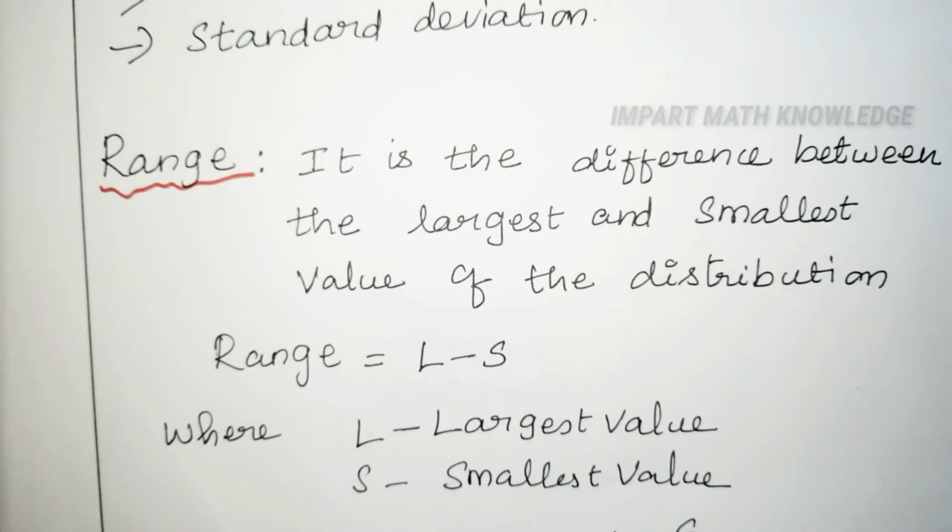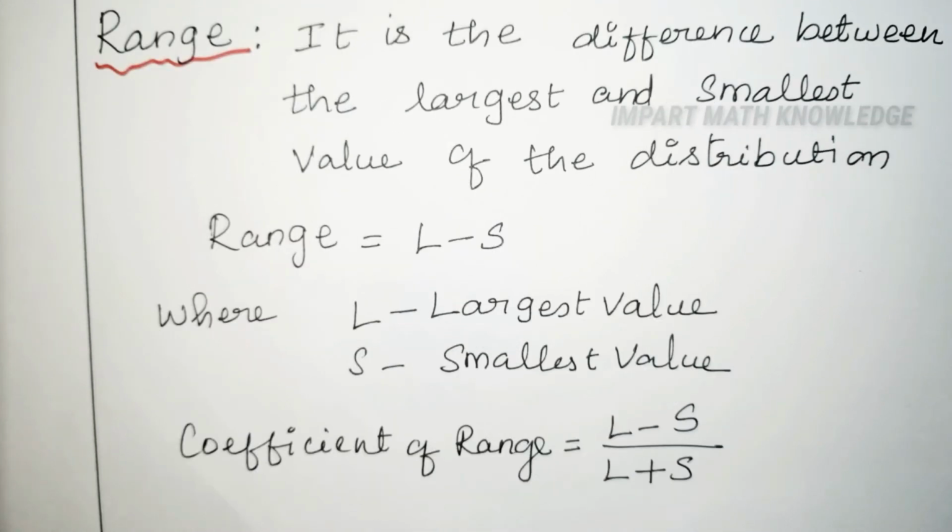The first method is the range. It is the difference between the largest and smallest value of the distribution. Range is equal to L minus S, where L is equal to the largest value and S is equal to the smallest value. Coefficient of range is equal to L minus S divided by L plus S.